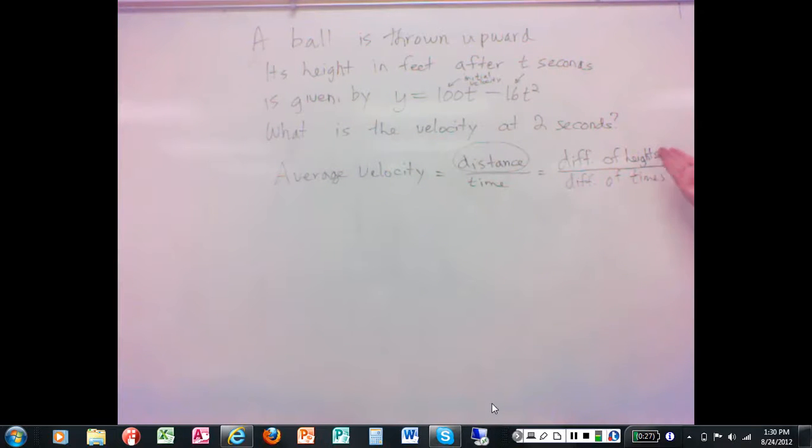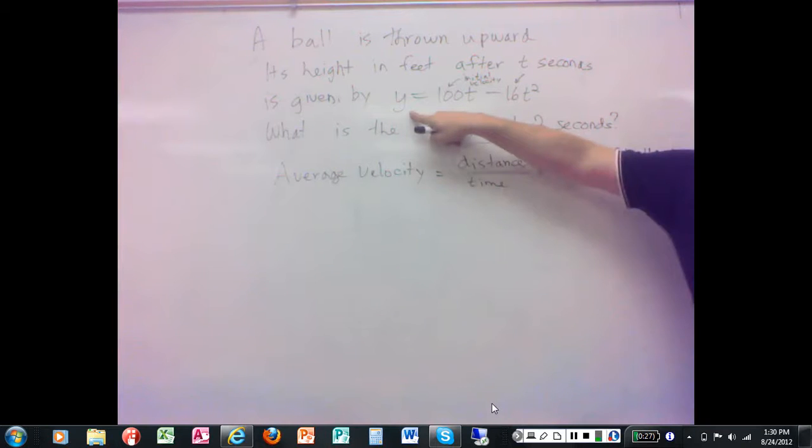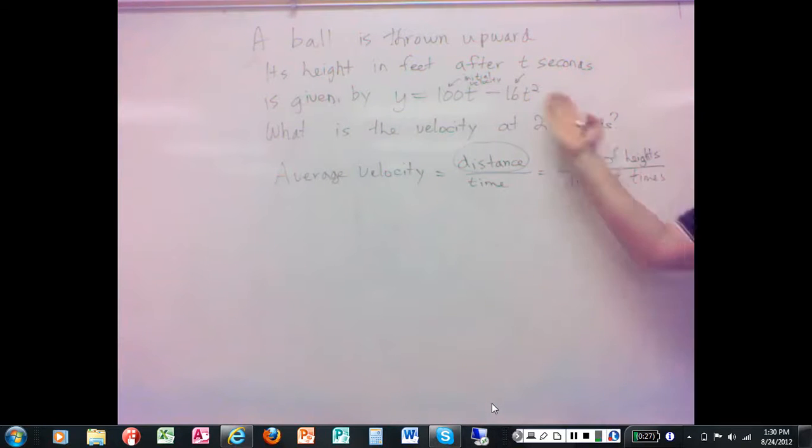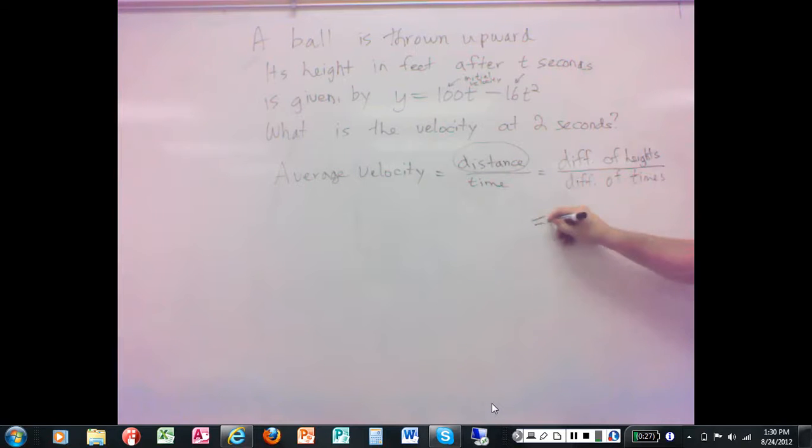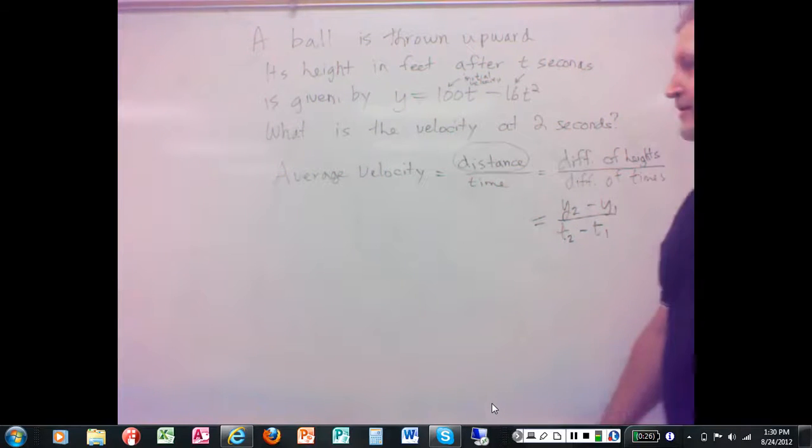However, do you notice here, does this remind you of anything in particular? Isn't that just like the slope? Isn't the difference of the heights going to be the difference of the y's? And the difference of the times, that's like the difference of the x's. We're just using t instead of x. You see what I'm saying? So this is going to be y2 minus y1 over t2 minus t1. It's the slope formula all over again. It's just in a different context. You see?